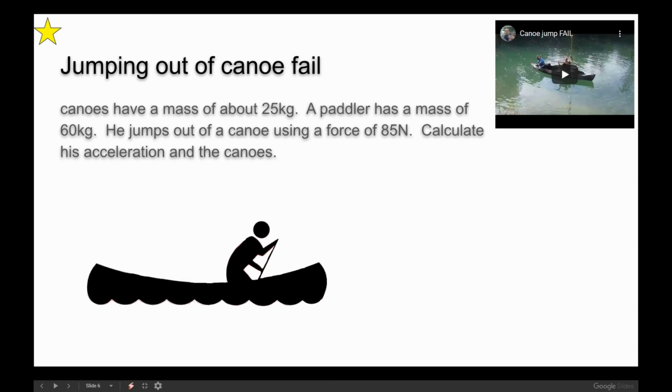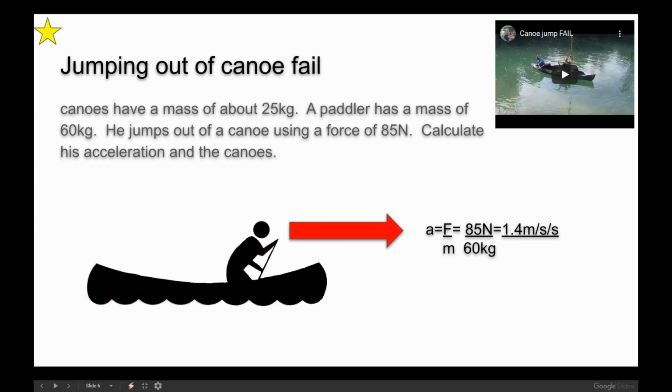Seems like a lot at first, but not really. We've got the mass of a paddler and a force. The paddler is going to exert a force. He's going to kick with his legs, 85 newtons, and it's on his mass of 60 kilograms. So the paddler will accelerate forward at 1.4 meters per second every second from his jump.